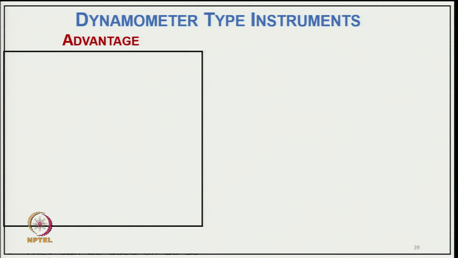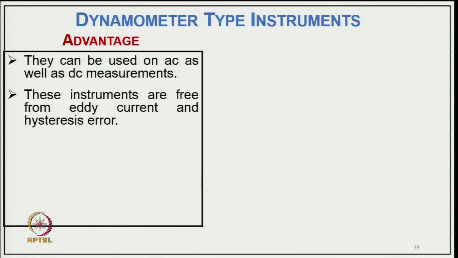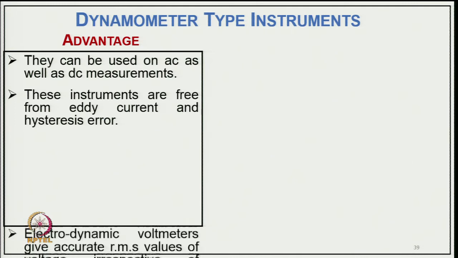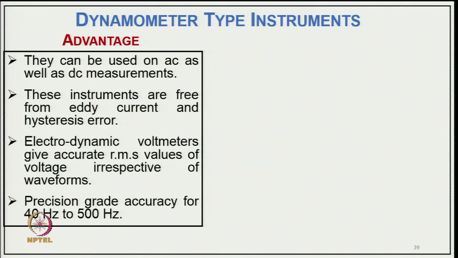The advantage is they can be used on AC as well as on DC measurement. These instruments are free from eddy current and hysteresis error, and electrodynamic voltmeters give accurate RMS values of voltage irrespective of the waveform, with precision grade accuracy from 40 Hertz to 500 Hertz.